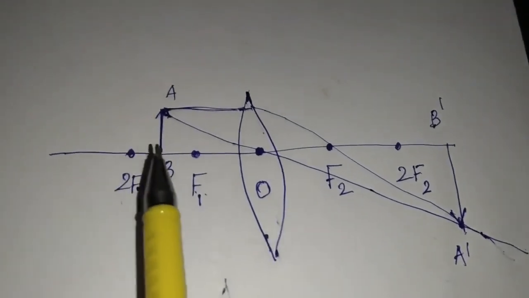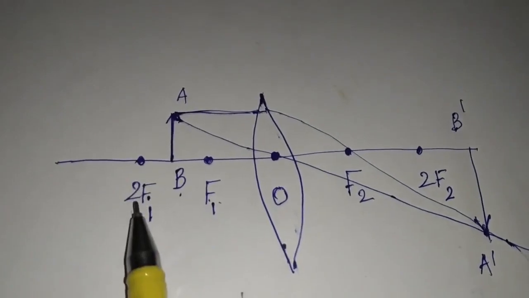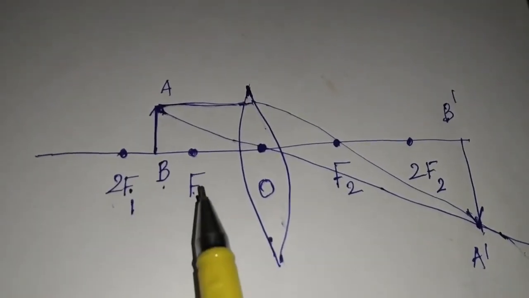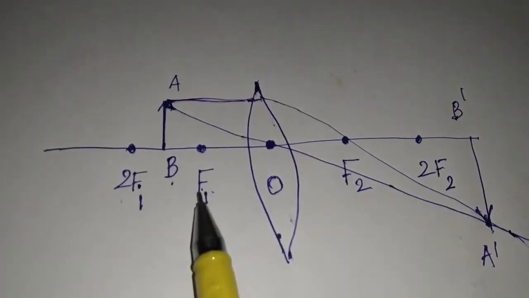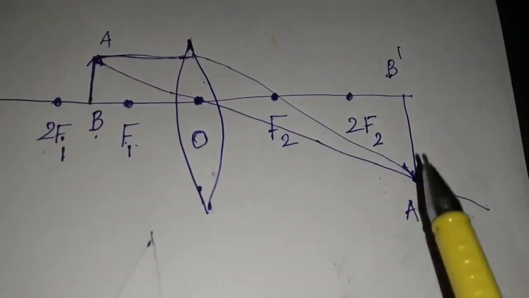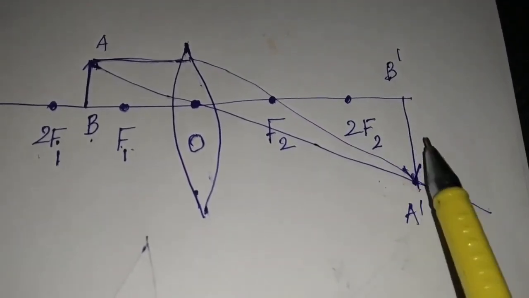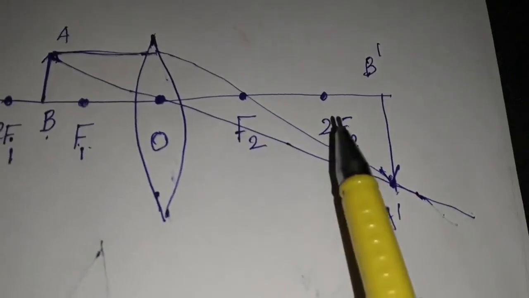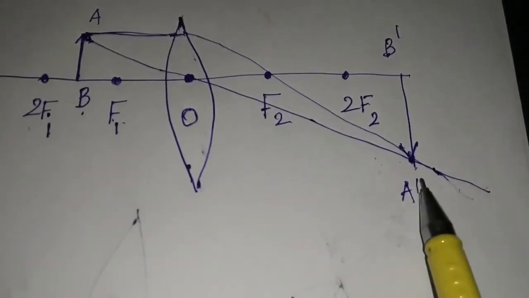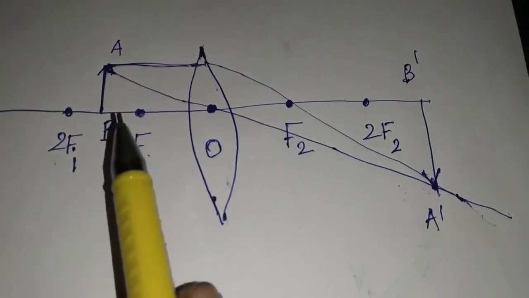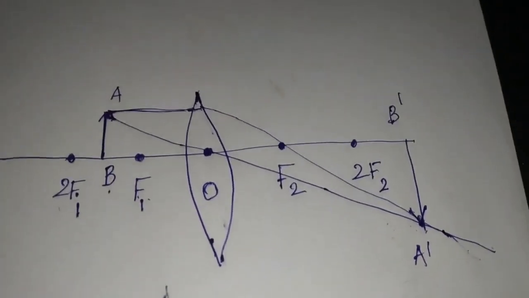Students, when an object is placed between center of curvature C and the principal focus F, a real and inverted image is formed behind the center of curvature. So behind the center of curvature C, and then the size of the image is bigger than that of object A and B.